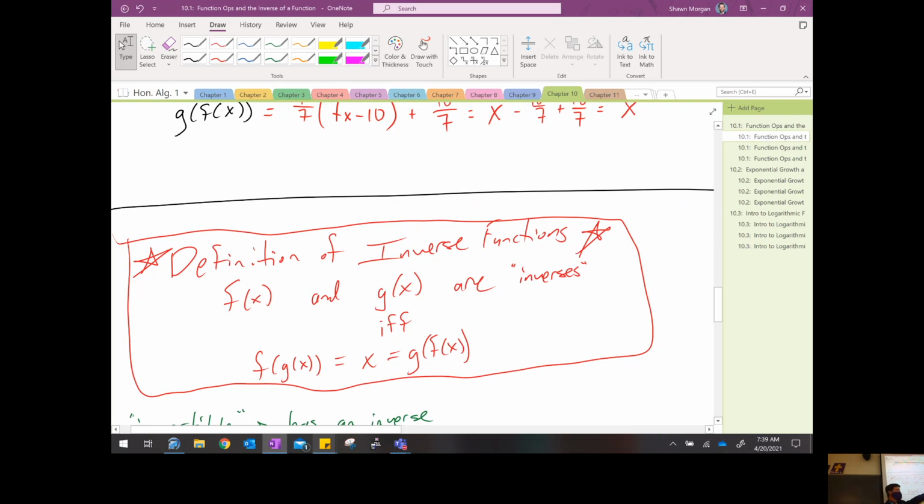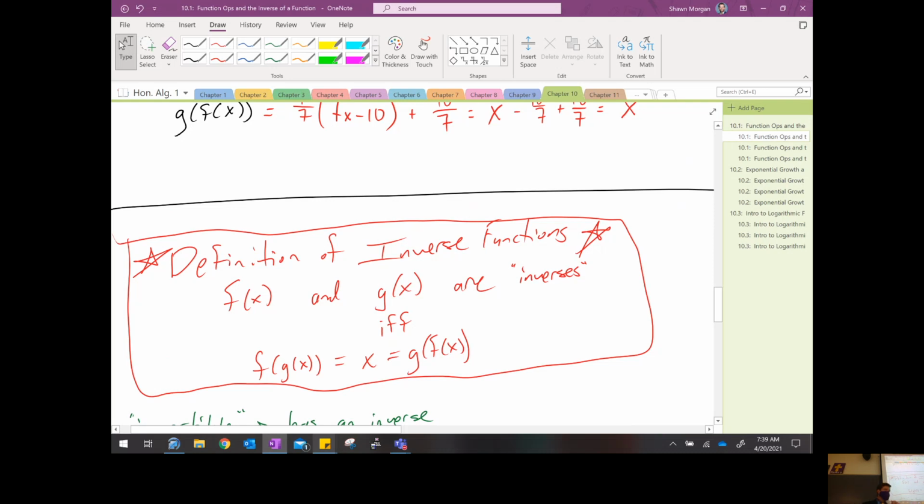We've talked before about that. IFF means it's a two-way street. So if two functions are inverses, then their composites will both equal x. And you could also say it in reverse. You could say if you have two functions whose composites equal x, then you know those two functions are inverses.